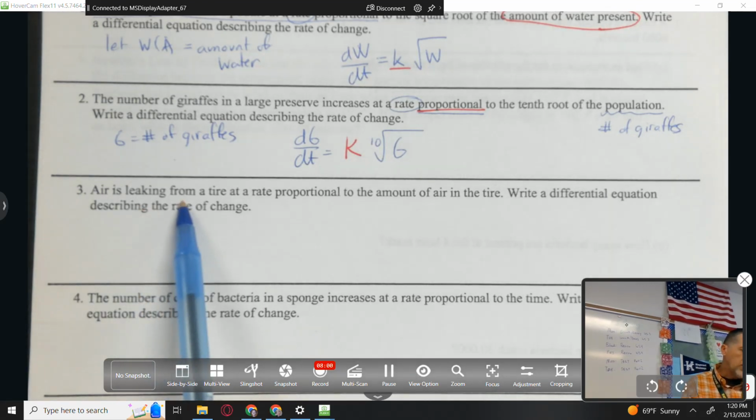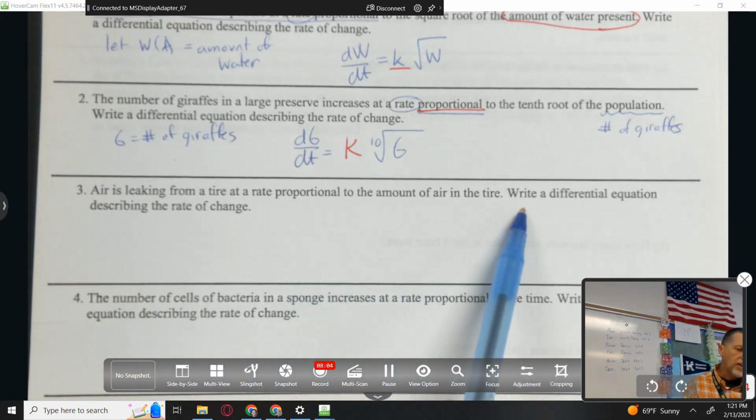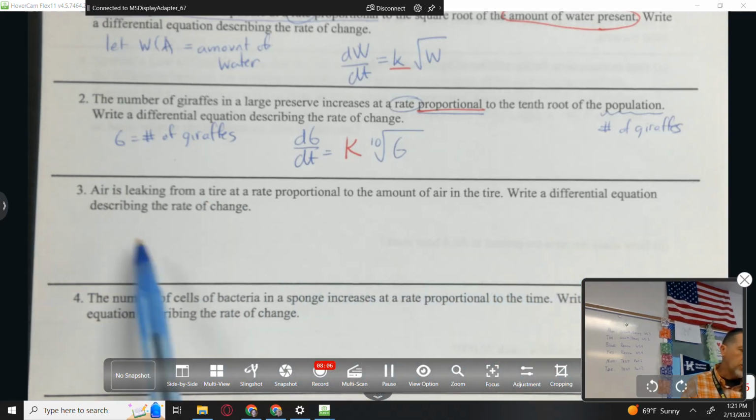Number 3, air is leaking from a tire at a rate proportional to the amount of air in the tire. Write a differential equation describing the rate of change.